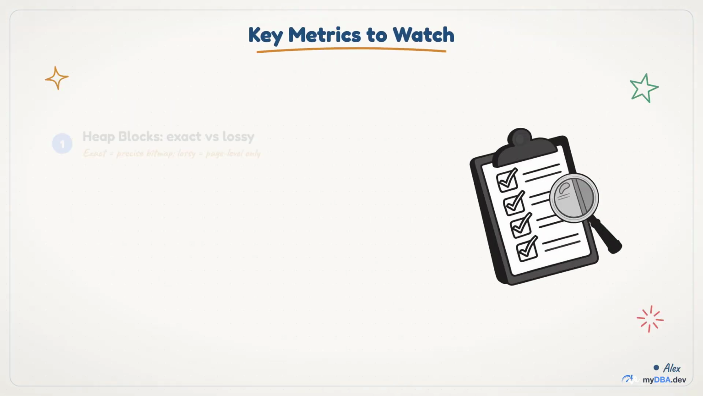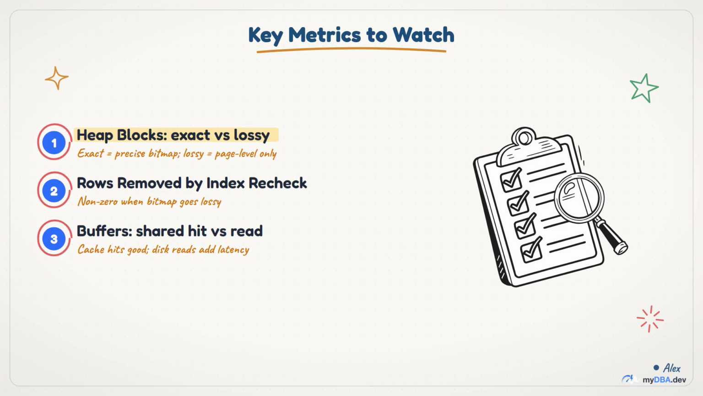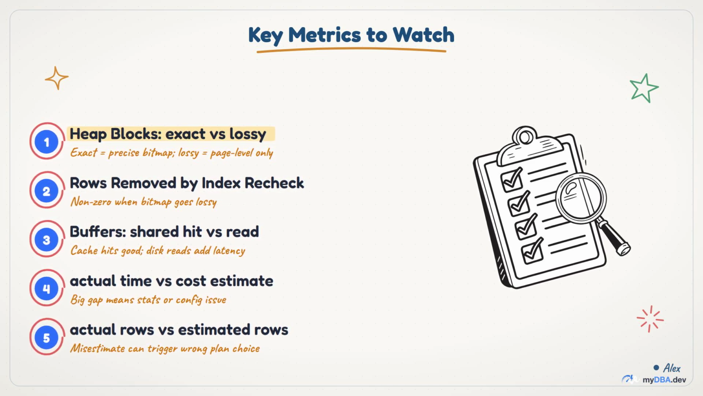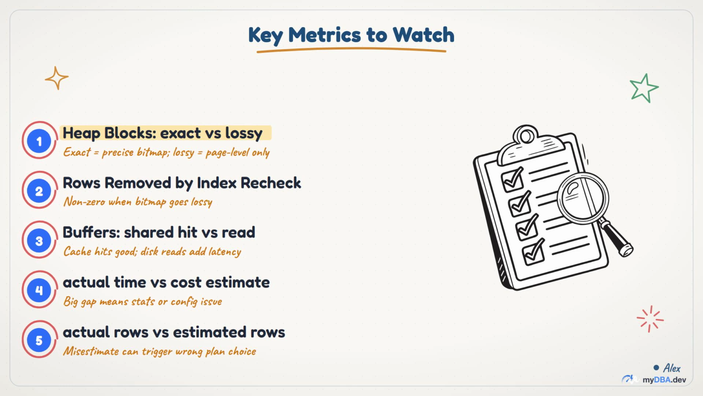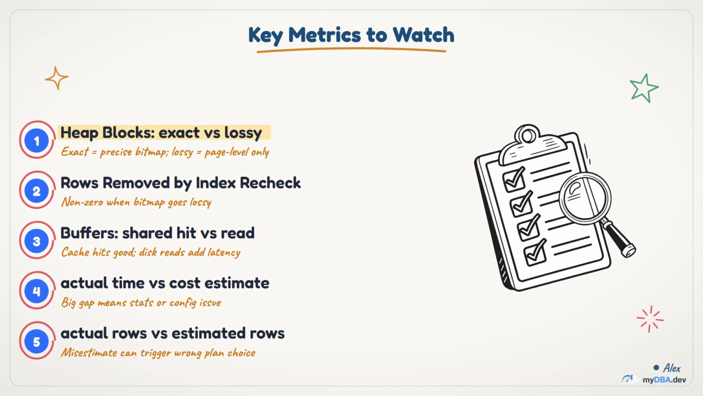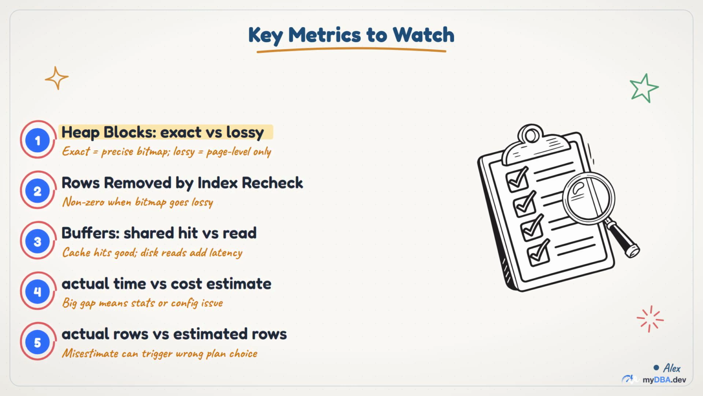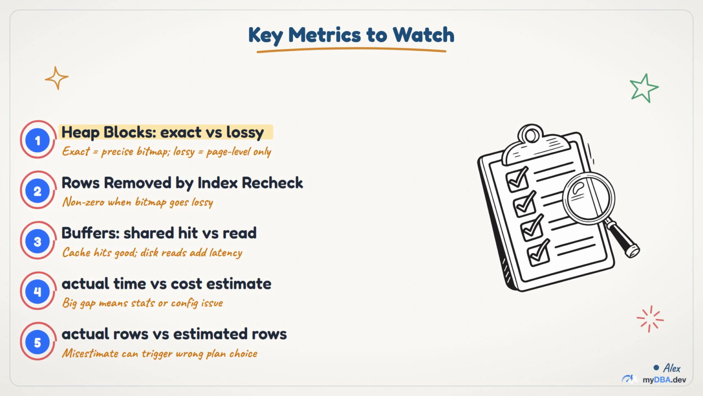Five things to check in every bitmap heap scan plan. Heap Blocks tells you if the bitmap stayed exact or went lossy. We'll explain lossy in a second. Rows Removed by Index Recheck is the smoking gun for lossy bitmaps. Buffers shows cache efficiency. Are you hitting memory or disk? And compare actual time and actual rows to the estimates. A big mismatch means stale stats or a config problem.